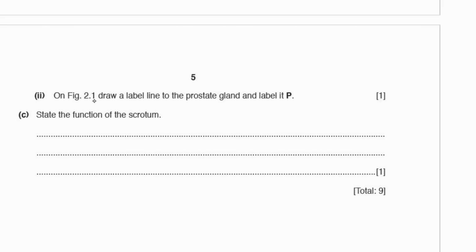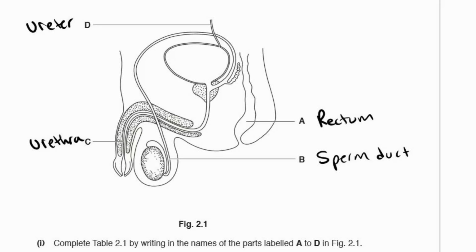2. On figure 2.1, draw a label line to the prostate gland and label it P. All right. So the prostate gland is right here. So we label it P.